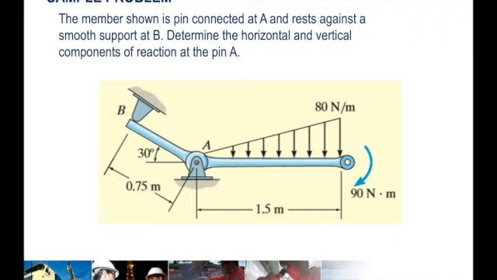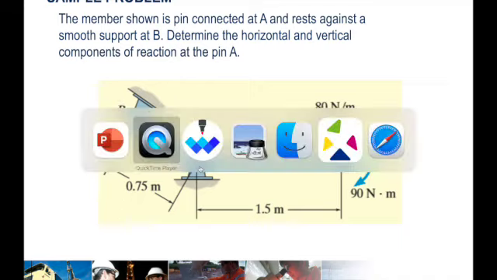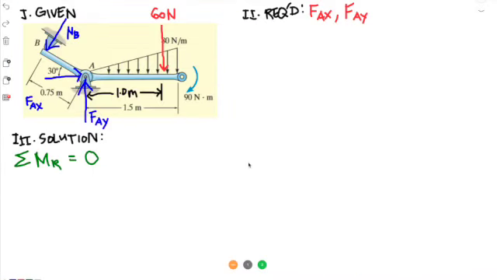So let's have another sample problem. So this member or beam is pin connected at A. So pin connection, 2 reactions, and rests against a smooth support at B. So smooth support, that would be 1 reaction. So determine the horizontal and vertical components of reaction at pin A. So this is how the free body diagram will look like.